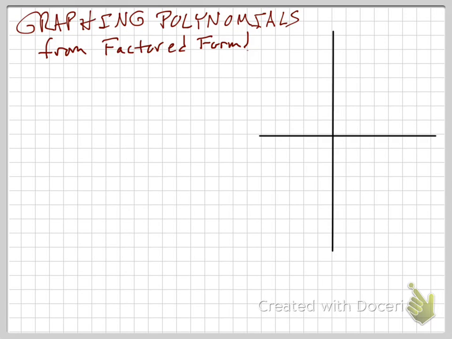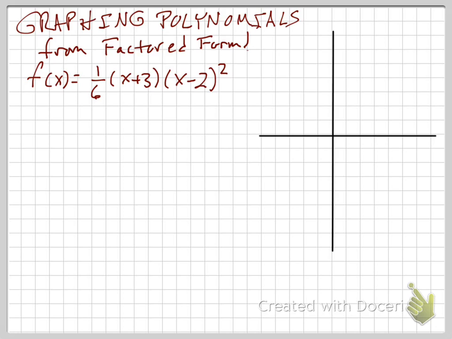In this video I'm going to show you guys how you can graph polynomials from factored form. And actually I think it's a little bit easier to do it from factored form than if it was written in standard form. The example I'm going to show you guys is, let's let f of x be 1/6 times x plus 3 times x minus 2 quantity squared.